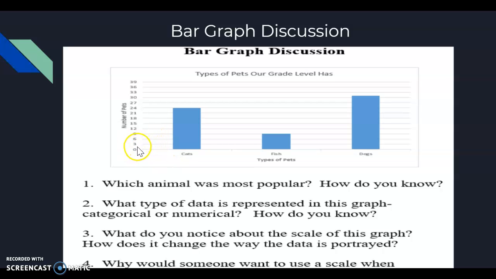So it changes, again, the size of the bars right here, how tall it is, but it doesn't change the proportion between the bars. So this distance right here is going to be exactly the same between each one. 0 to 3, 3 to 6 is still 3, 6 to 9 is still 3, so that doesn't change.